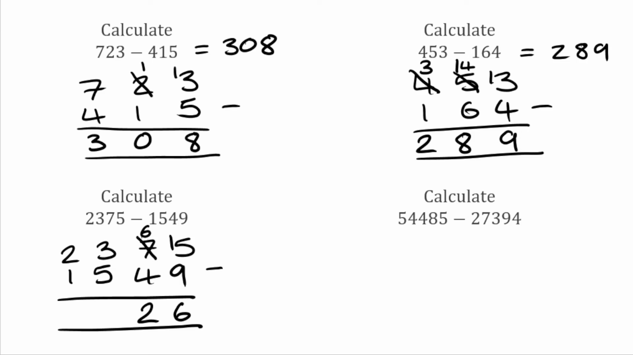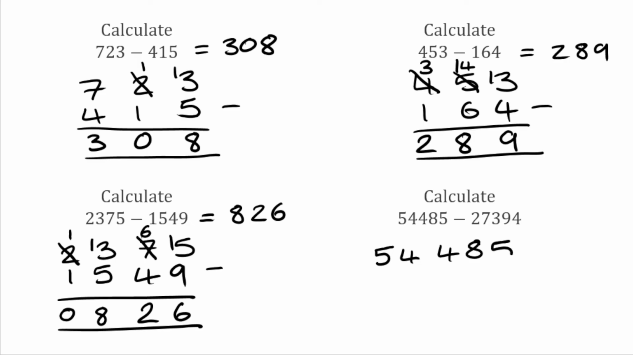We've then got 3 take away 5 again. That's going to give us a negative, so we borrow from the next column along. So this 2 becomes a 1. So the 1 comes over. I now have 13 take away 5, which is 8. And then finally, I have 1 take away 1, which is actually 0. So our final answer to this question is just 826.